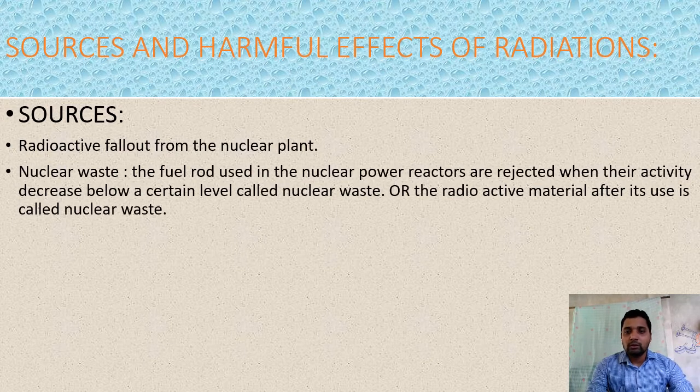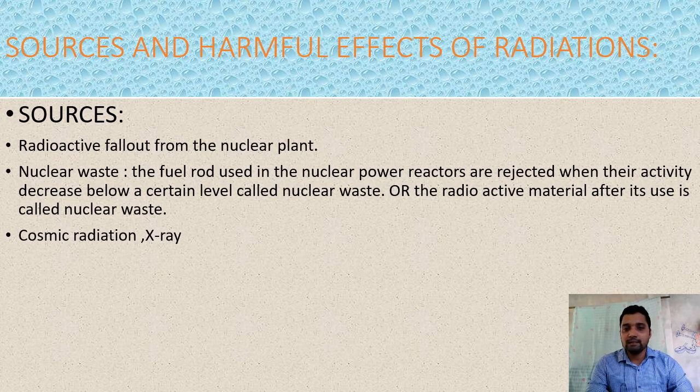Second one, nuclear waste. After use, when uranium comes to a very low level, it is not able to give the desired amount of energy. At that time they throw it away, or it all becomes waste, which goes to the garbage, to the dustbin, as nuclear waste. Or radioactive material after its use is over, a very small piece can also be thrown to the garbage. That is nuclear waste. And nuclear waste is the main cause of nuclear pollution, which gives harmful effects to our body.